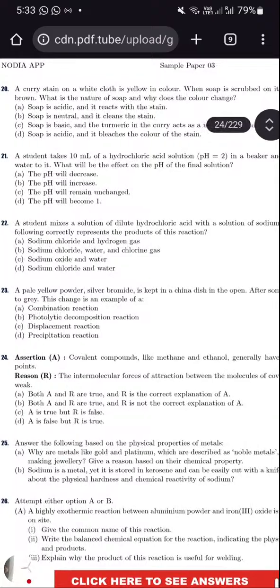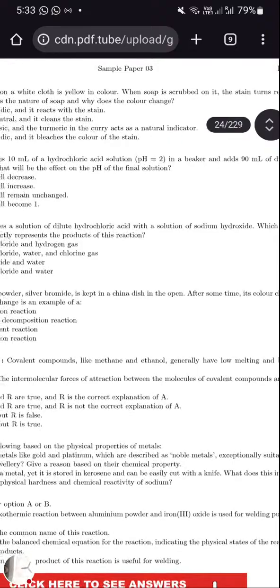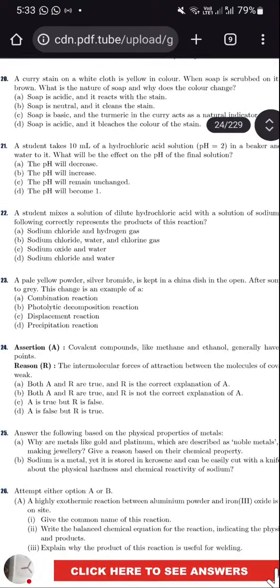21. A student takes 10 ml of hydrochloric acid with pH 2 in a beaker and adds 90 ml of water. What will be the effect on the pH? So here acid is taken and diluted with water. What will be the change in pH? Before, the pH was 2. Now what is the change in pH?